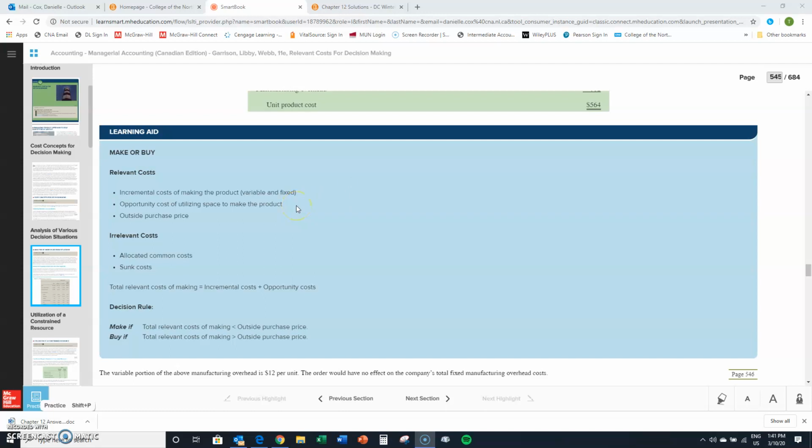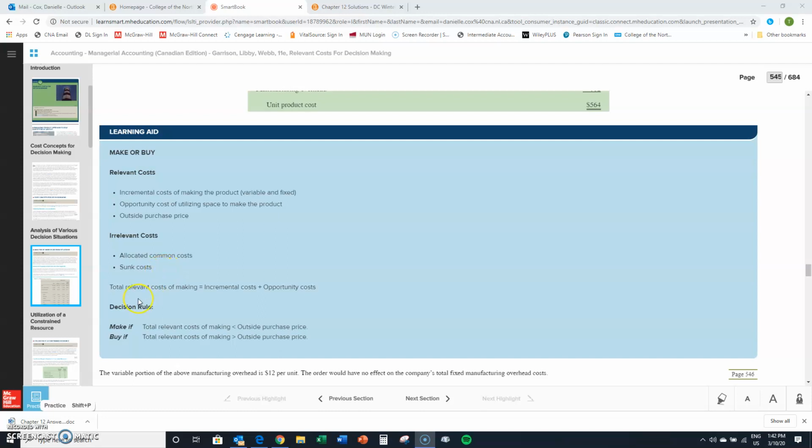So obviously if you have a plant or such and you use the space and the machinery and whatever to make a product, now it can't be used to make something else. So what are you giving up? And also the outside purchase price to buy the product. So these first two here are more related to making the product, or purchase price to buy the product. Those are relevant in your decision. Irrelevant costs, again, allocated common costs. They are common costs that are going to be there whether you make or buy. So they don't make a difference. They're just allocated out based on some criteria.